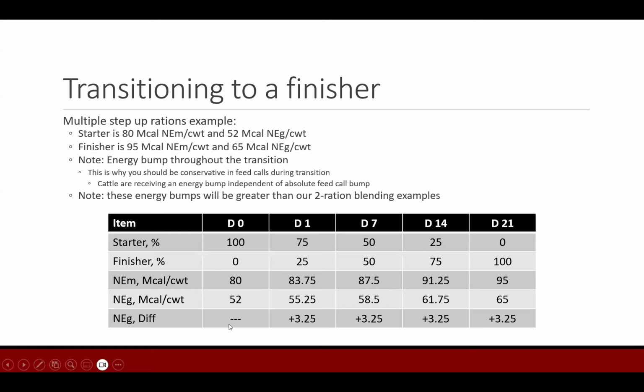So on day 0, they're fed just the starter. So day 1, we start this transition. They're fed 75% starter, 25% finisher. That NEG of the diet they're being fed went from 52 to 55.25. So that's a 3.25 megacal of NEG per hundredweight increase in energy, okay? And that bump happens every week, okay? So remember these energy bumps for this multiple step-up ration approach compared to the 2-ration blending approach.